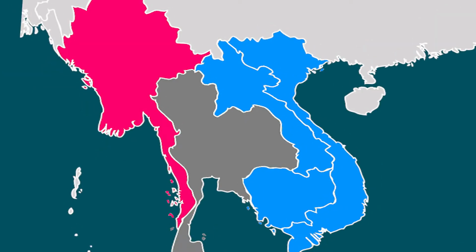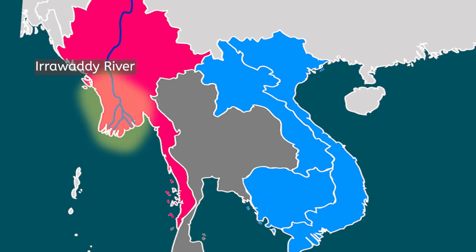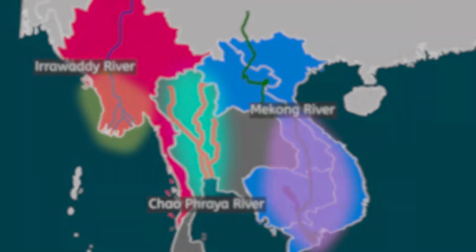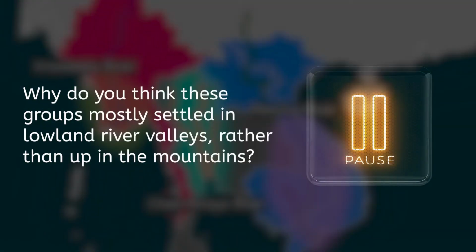The 1st century CE saw the rise of several important kingdoms, including the Mons, who settled along the Irrawaddy River in present-day Myanmar, the Khmer, who settled the Mekong River in Cambodia, and the Thais, who settled the Chao Phraya River in Thailand. Why do you think these groups mostly settled in lowland river valleys rather than up in the mountains? Take a second to pause the video and respond to question 1 on your lesson viewing guide.